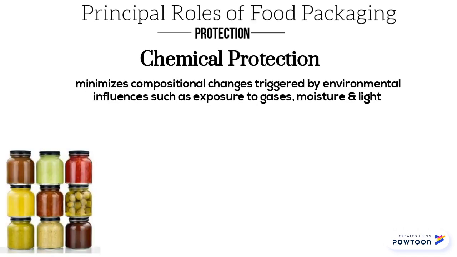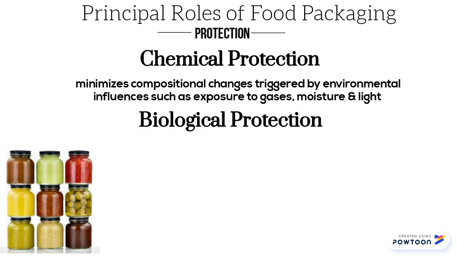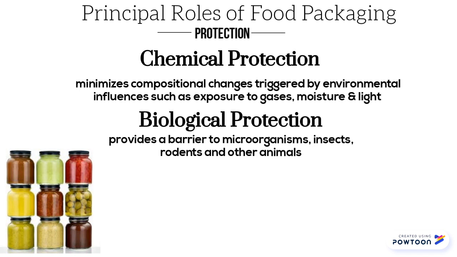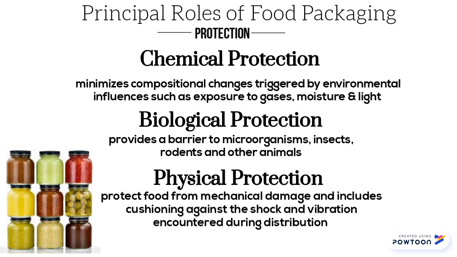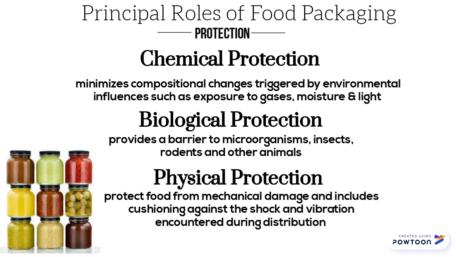Chemical protection minimizes compositional changes triggered by environmental influences, such as exposure to gases, typically oxygen, moisture gain or loss, and light. Biological protection provides a barrier to microorganisms such as pathogens and spoilage agents, insects, rodents, and other animals, thereby preventing disease and spoilage. Physical protection protects food from mechanical damage and includes cushioning against the shock and vibration encountered during distribution.